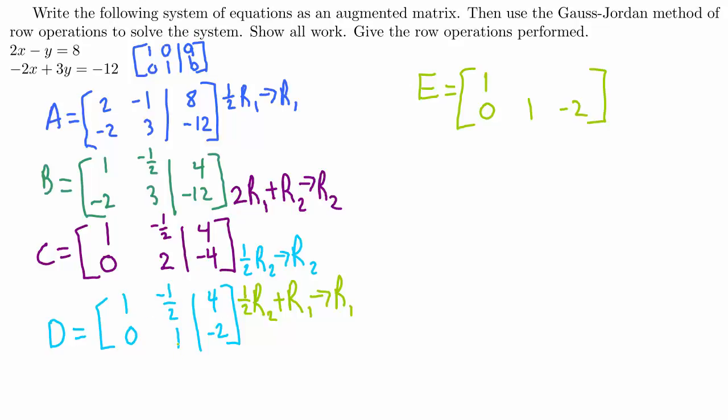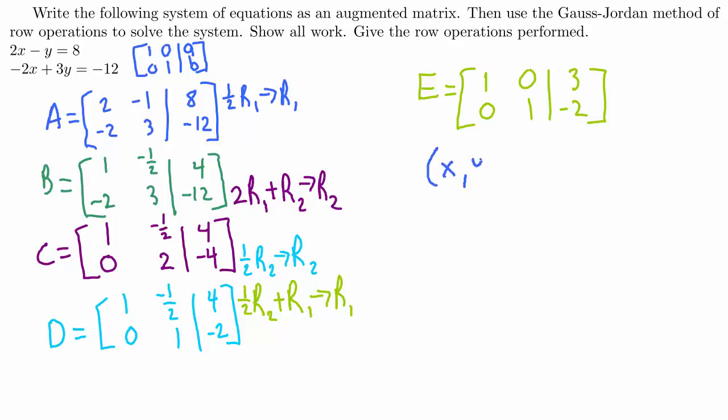1/2 times 1 is 1/2, plus negative 1/2 is 0, which is what we wanted. 1/2 times negative 2 is negative 1. Negative 1 plus 4 is 3. And there you go. This is in the solution form. The only other thing we need to do now is write down the actual solution.